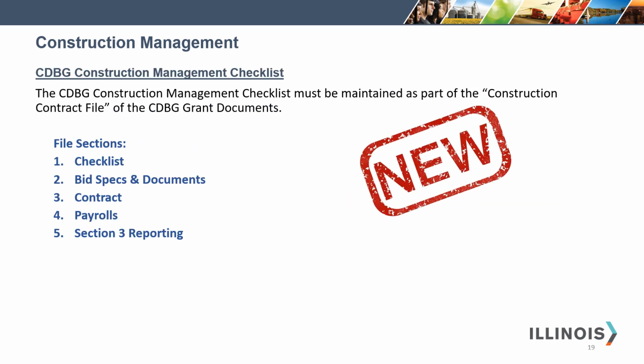Okay, construction management checklist. This is where we are going to walk you through maintaining the construction contract files for your CDBG grant documents. The sections are the checklist itself, the bid specifications and contract documents, the contract, payrolls, and Section 3 reporting. Hopefully you were able to download and have a copy of the CDBG Construction Management Checklist with you.